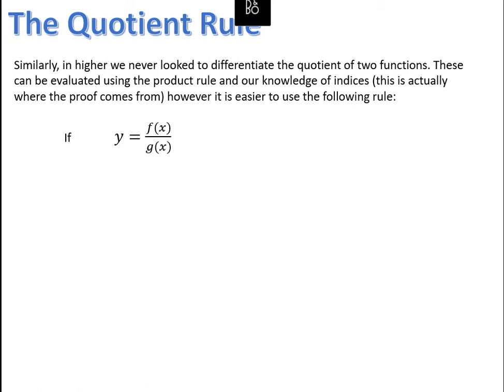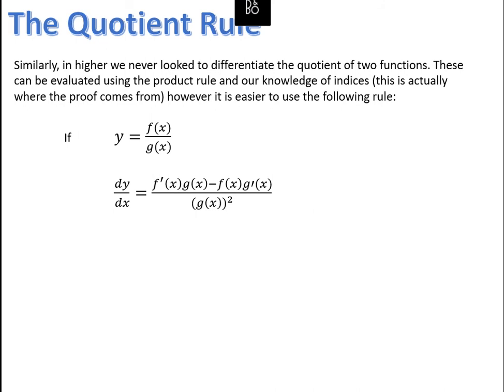I'm going to use a form that revolves around the f and the g, similar to how I did the product rule. Okay. So basically, in a situation where you have a function f of x divided by another function g of x, and we want to find the overall derivative of that whole function dy by dx, then it goes something like this.